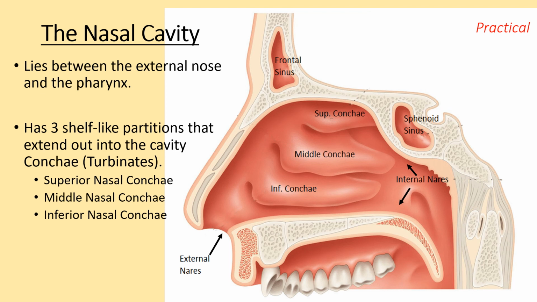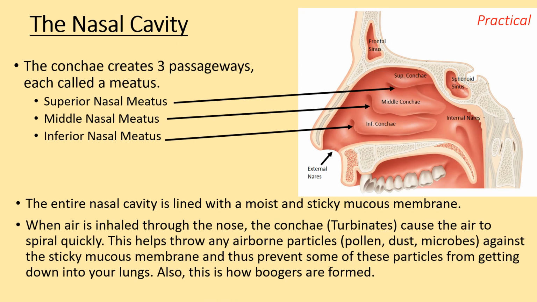But we call them concha, so that's what we'll go with. So I've got a superior nasal concha, a middle nasal concha, and an inferior nasal concha. So let me be clear. The concha are the shelf-like partitions that stick out, and what that does is funnel the air through these passageways that run underneath the concha. We call these passageways the meatus.